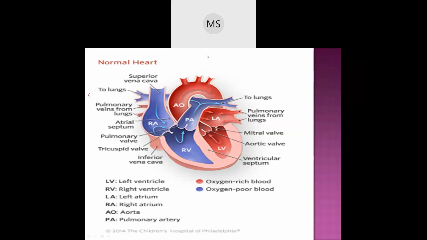The pulmonary artery is divided into two parts, isn't it? Yes, ma'am. Can you name them? Right pulmonary artery and left pulmonary artery. Yes, ma'am. So this right and left pulmonary artery, they will go to the lungs.